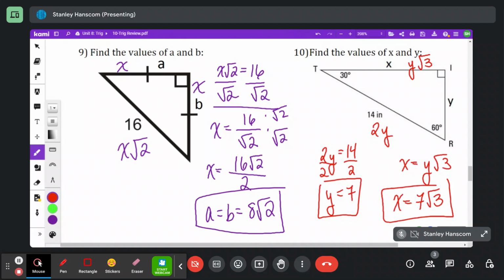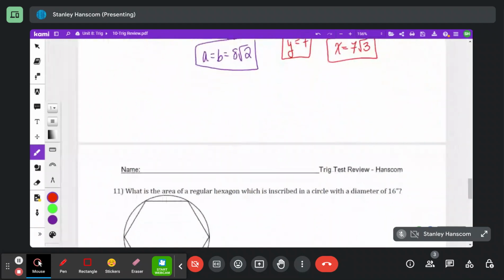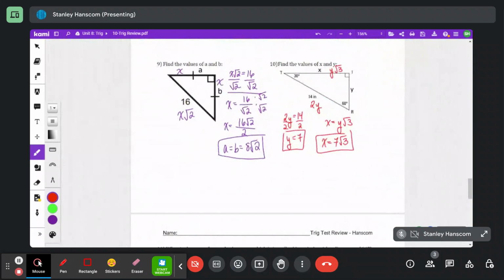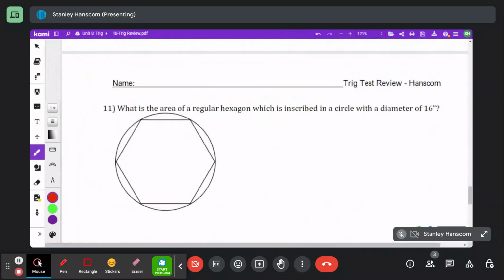All right, we're done with question number 9. Oh, did I not have a question number 10? Oh, that was 9 and 10. Okay. Here's question number 11.